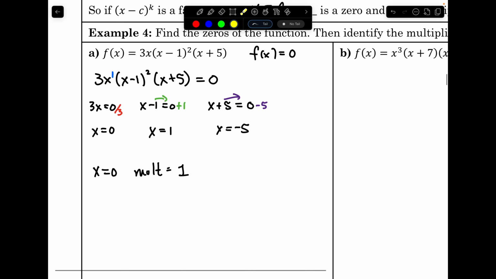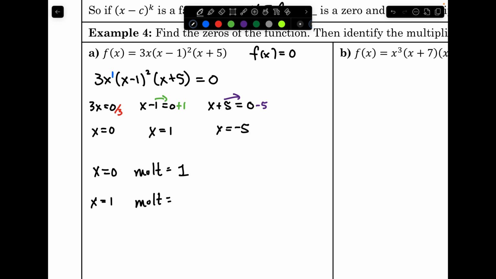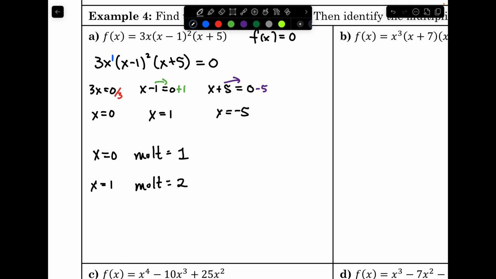And what about x equals positive 1? Since the factor is raised to the second power, the multiplicity for x equals 1 is 2. Again, interpret this as meaning that x equals positive 1 a total of 2 times. And the last solution was x equals negative 5.